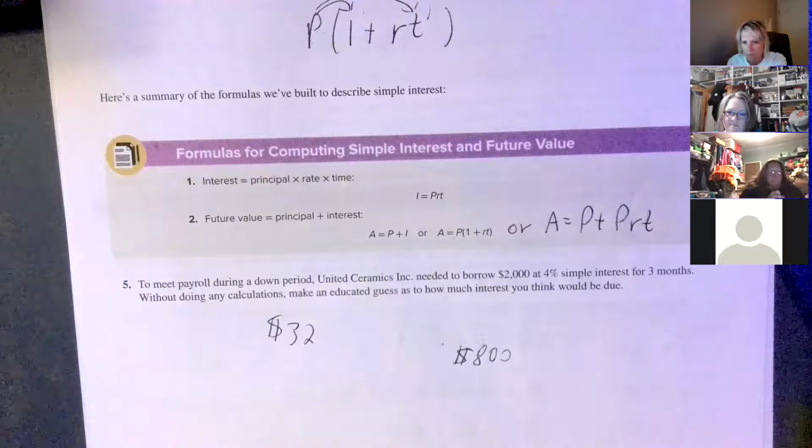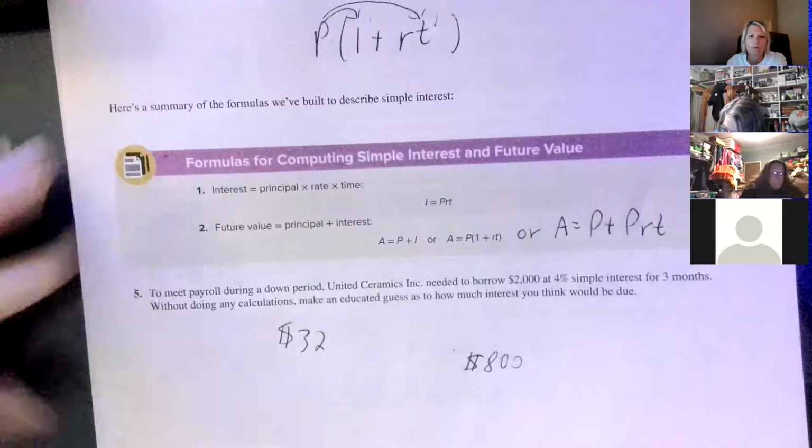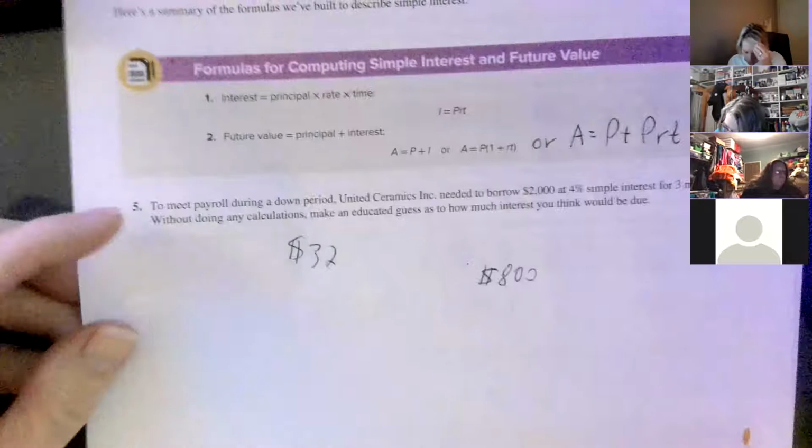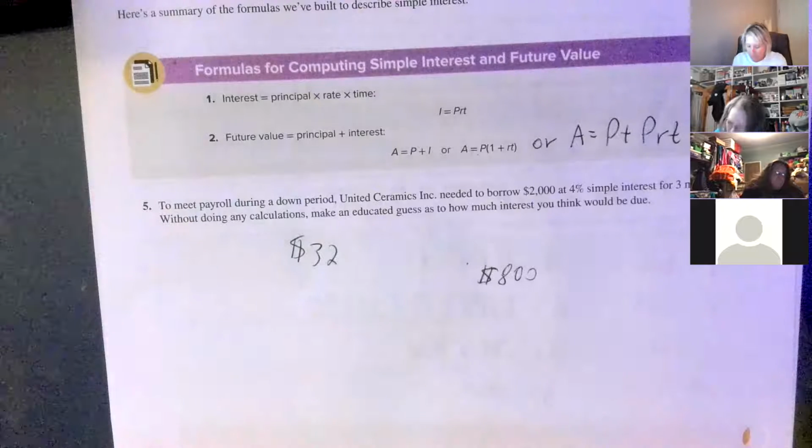No guess? Okay. I'm still working. Okay, do your guess. I'm going to let everybody do their guess, because it's just a guess, you can't be wrong.